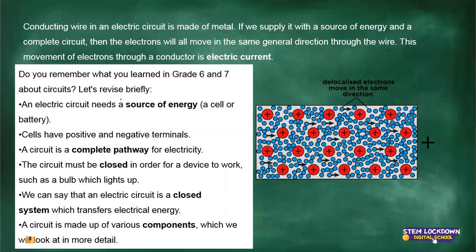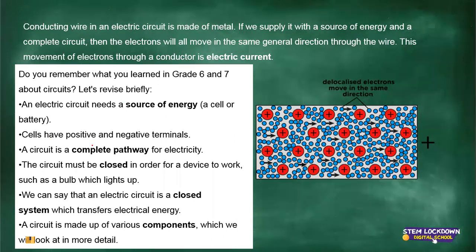So just to recap what I said here, in grade 6 and 7, let's do a little revision of it. You learned that the electric circuit needs a source of energy. So the source of energy is basically your battery cell. That's the source of energy. And inside your battery cell, it basically looks like this in this picture that I showed you here, with the positive terminal here on this right-hand side.